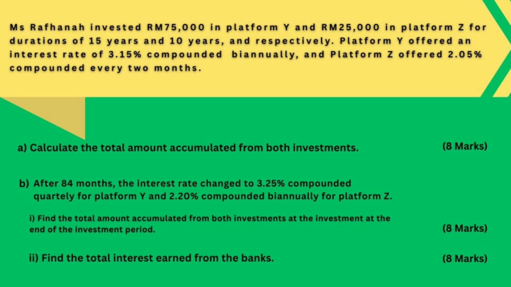B. After 84 months, the interest rate changed to 3.25% compounded quarterly for Platform Y and 2.20% compounded biannually for Platform Z. 1 Roman. Find the total amount accumulated from both investments at the end of the investment period. 2 Roman. Find the total interest earned from both banks.